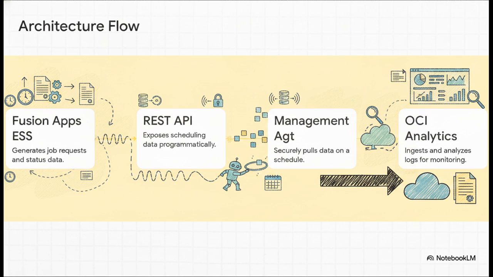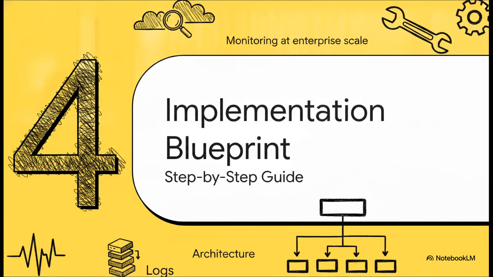Next, we deploy a management agent on a client host VM. This agent securely authenticates, pulls that data from the API on a set schedule, and then pushes it directly into OCI logging analytics. It's clean, it's secure, and it creates this beautifully automated pipeline straight into a really powerful analytics engine. All right, let's get into the how-to with Section 4, Blueprint for Implementation.